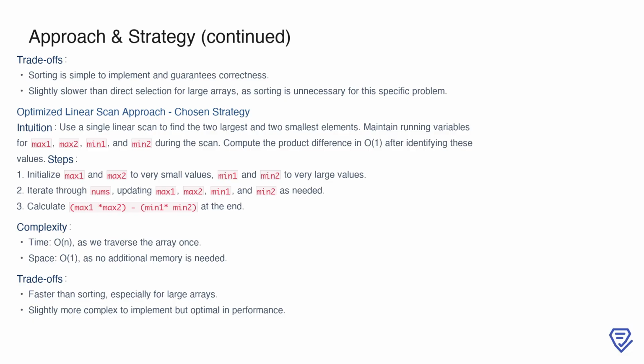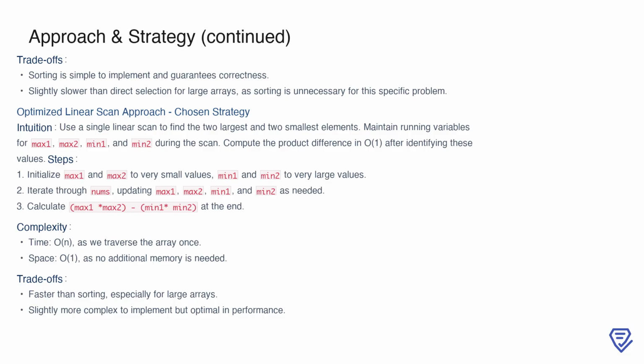To implement this, we initialize variables for the largest and smallest numbers: max1, max2, min1, and min2. We then traverse the array once, updating these values as needed whenever we encounter a number larger or smaller than our current maximums or minimums. Once the scan is complete, we can calculate the product difference in constant time using these four values.